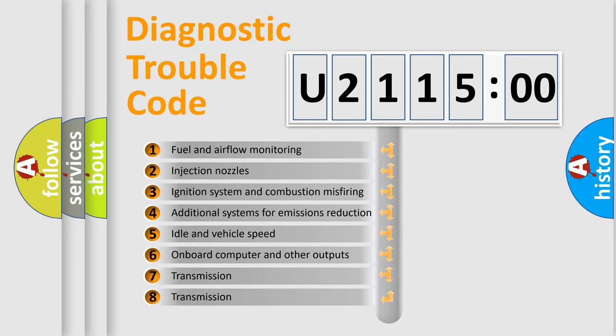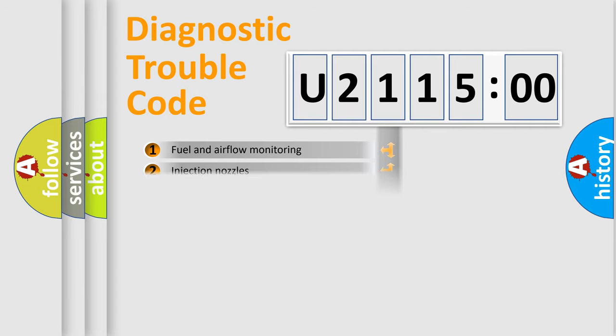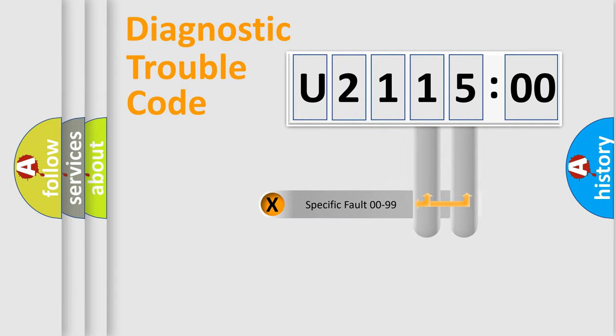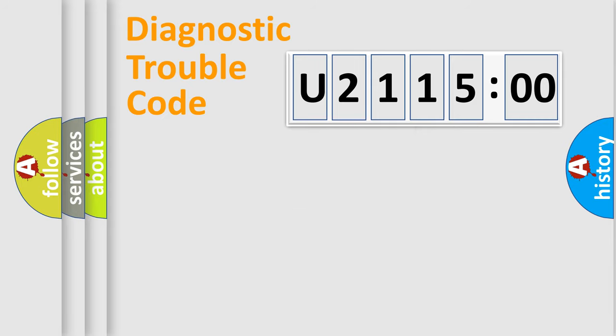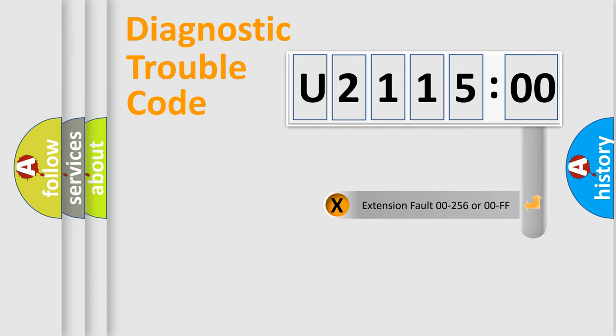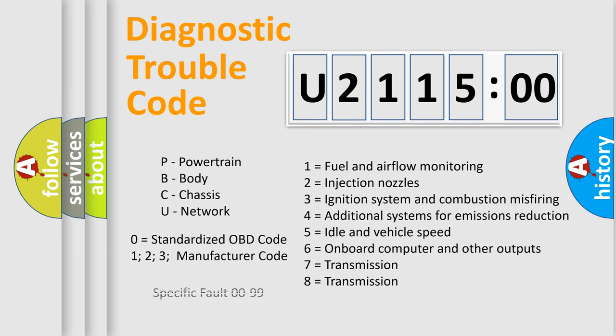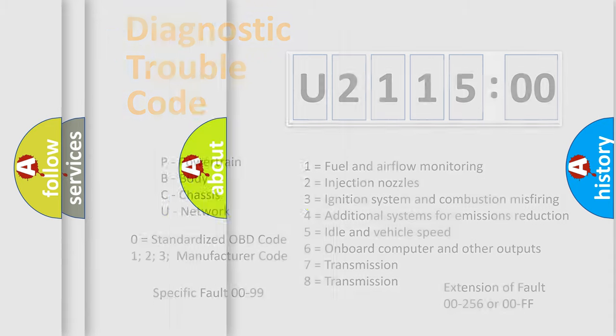The third character specifies a subset of errors. The distribution shown is valid only for the standardized DTC code. Only the last two characters define the specific fault of the group. The add-on to the error code serves to specify the status in more detail, for example, a short to the ground. Let's not forget that such a division is valid only if the second character of the code is the number zero.